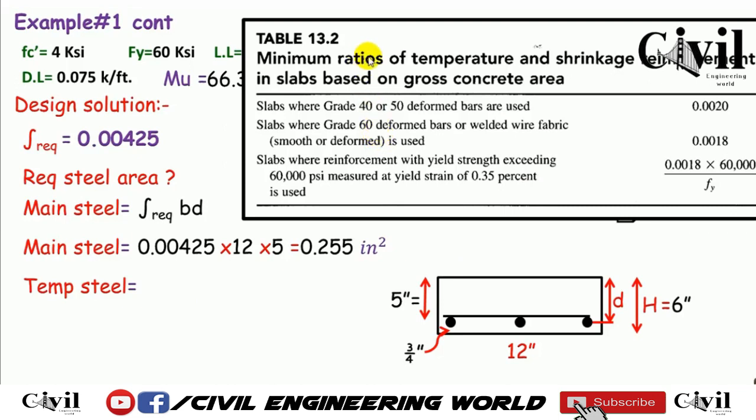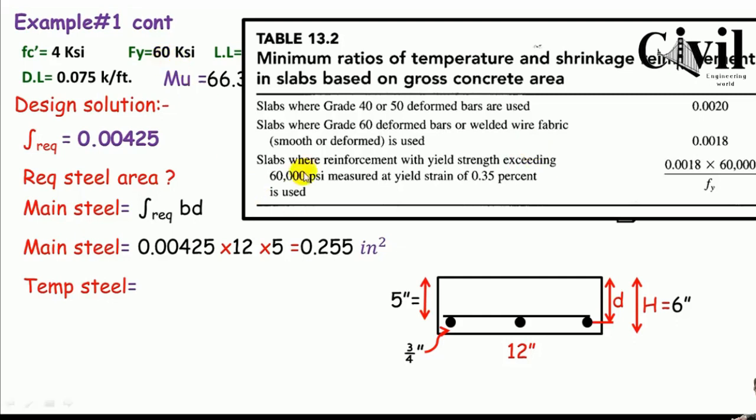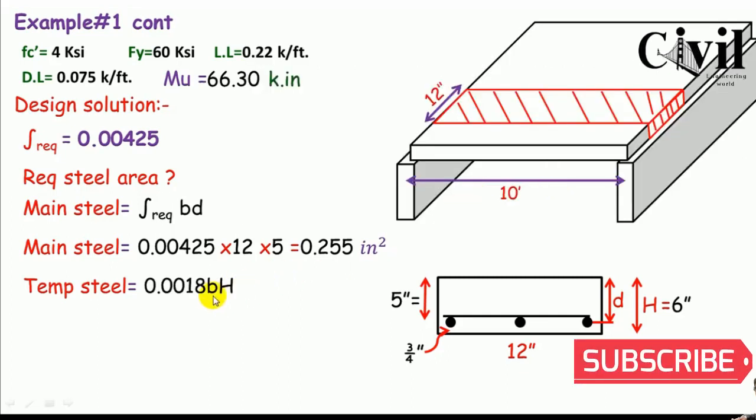So for grade 40 steel, we have to use the steel ratio, which in our case is 0.0020. So we can easily select which kind of ratio we can use. In our case, we are using grade 60 steel. So for grade 60 steel, our second option, 0.0018, will be better. So the formula for temperature steel is 0.0018 b h.